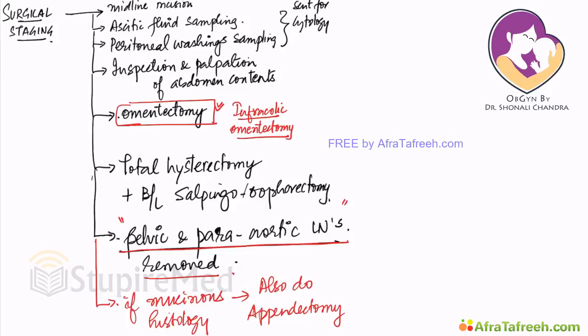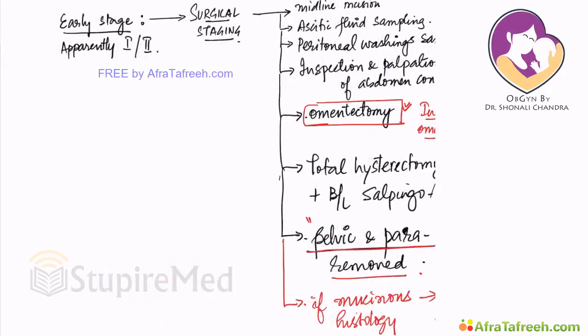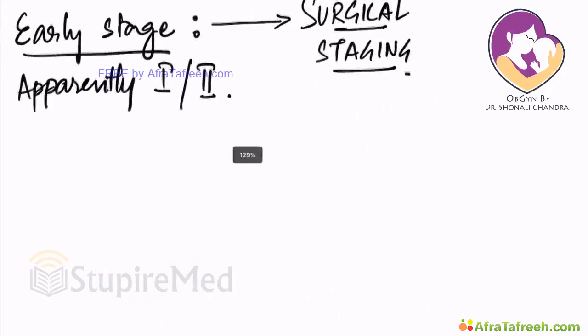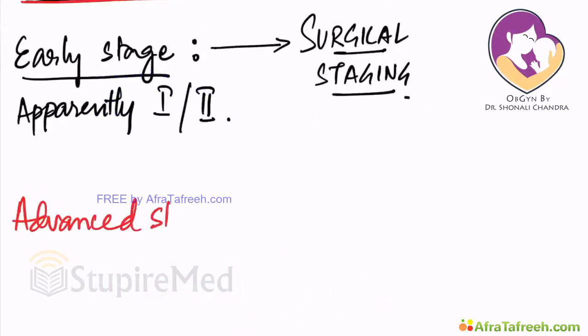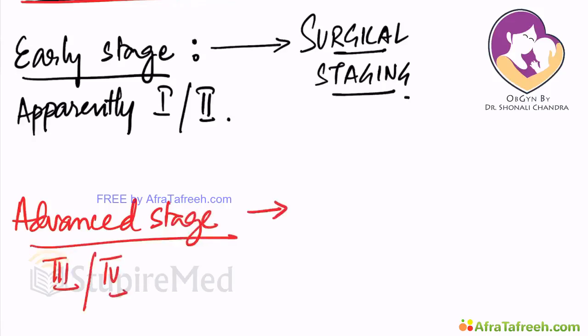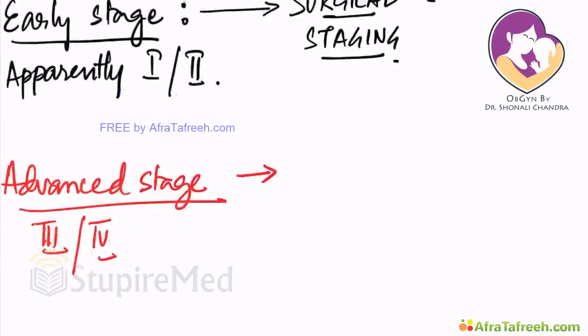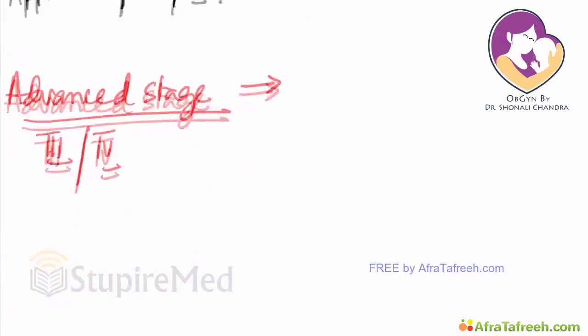Now, what do we do in an advanced stage? This was about the early stage where we did a surgical staging. What do we do in an advanced stage, that is, stage 3 and 4? I open the abdomen and I see that there is tumor everywhere. It has come out into the pelvis, gut deposits are there, rectal deposits are there, deposits on the bladder are there. It's all advanced. Then I do what is called debulking surgery.